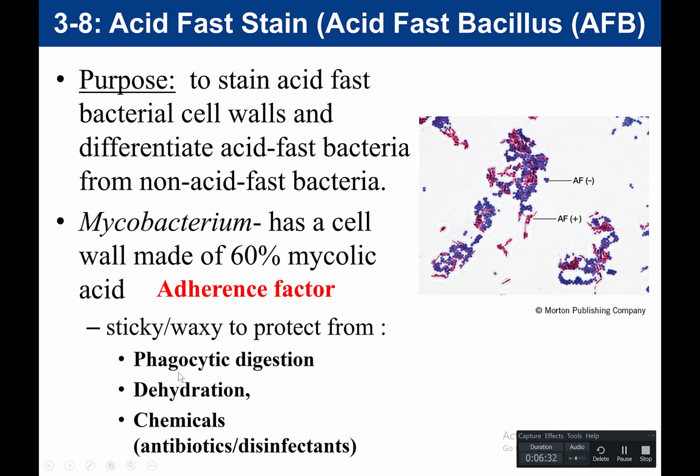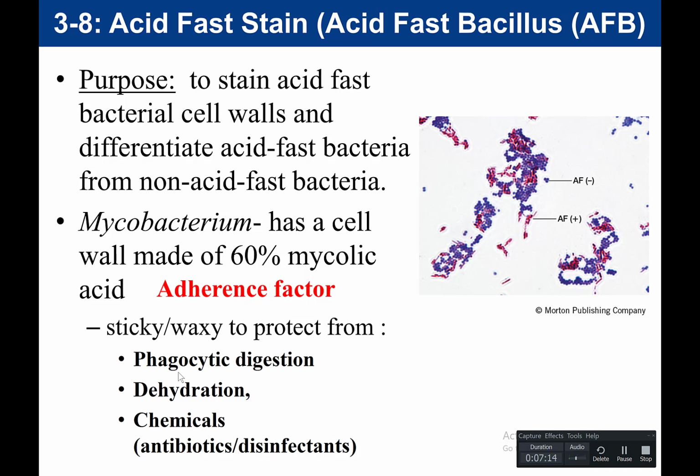And then you want to study the purpose of the 60% mycolic acid. What advantage does it give bacteria by having this mycolic acid in their cell wall? One, it makes the bacteria sticky, so it's an adherence factor. It allows bacteria to adhere to surfaces. It's sticky and it's waxy, which protects from phagocytic digestion, meaning that the immune system doesn't break down that bacteria, and protects the bacteria from dehydration. So again, bacteria can survive longer on surfaces as a result of having this mycolic acid. It makes bacteria resistant to chemicals, both antibiotics and disinfectants.